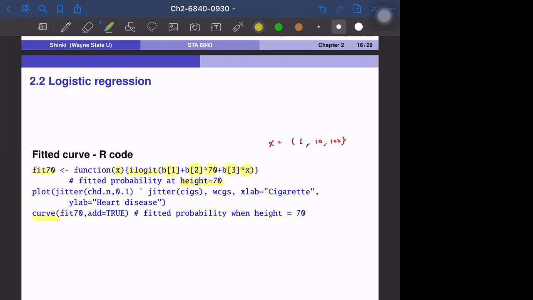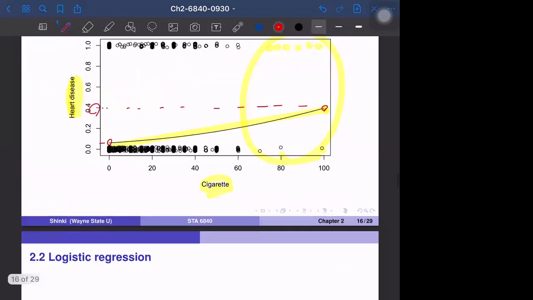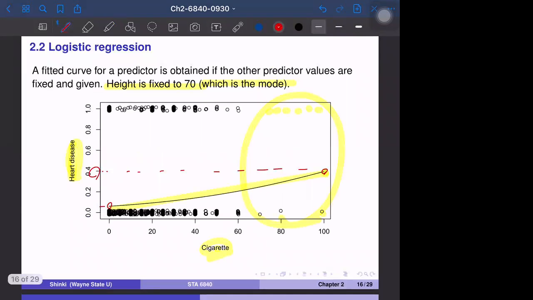Next we plot all observations using the jitter function and the plot function. Then we use the curve function. This is basically similar to the plot function, but it's used to generate a curve without specifying the range. We overlay the curve on the scatter plot, and this makes this figure. So you can see how the number of cigarettes and the heart disease probability are related.